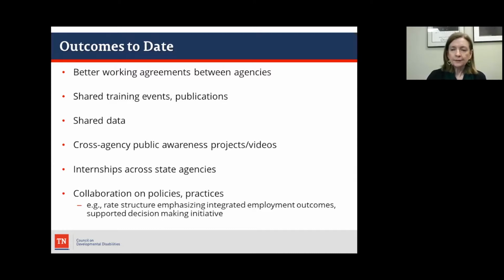But this group, and I think a lot of it is the trust factor, has become really committed to working together to, first of all, having each agency be more concrete in identifying goals. In terms of how many people are we going to try to have in integrated competitive employment settings, and what else do we need to know about those employment settings. So we're really having concrete discussions about that.